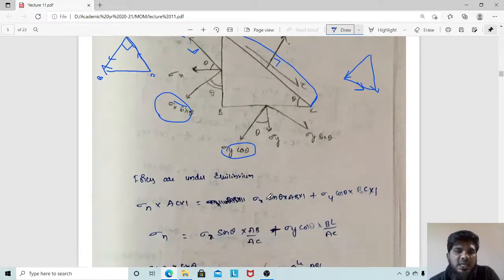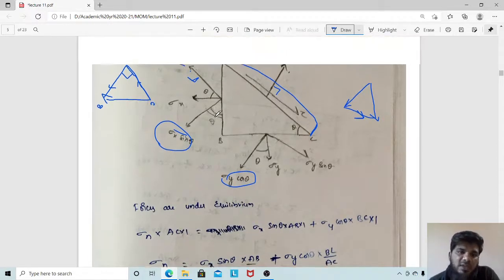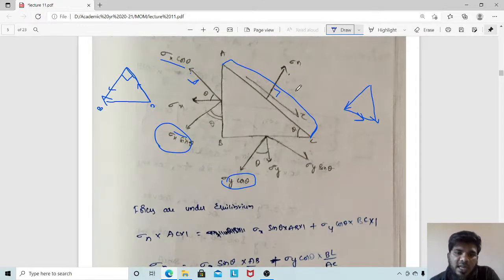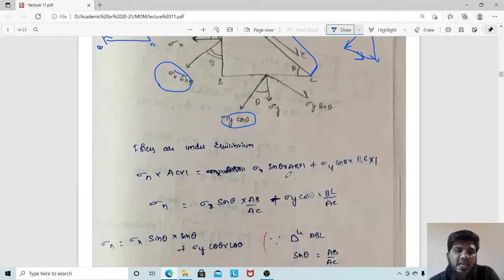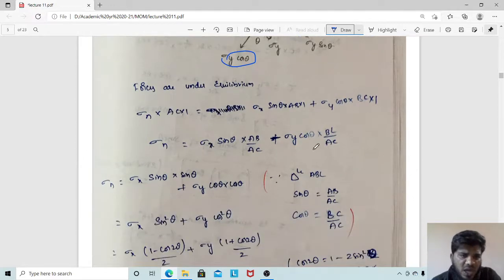That is the reason sigma x sin theta into, and this sigma x is acting on which surface? It is acting on the AB line. That is the reason we have taken AB into 1. Similarly, sigma y cos theta is acting on which surface? BC surface. So I am taking it as BC into 1. Now sigma n is equal to, AC goes down, sigma x sin theta AB by AC plus sigma y cos theta BC by AC.